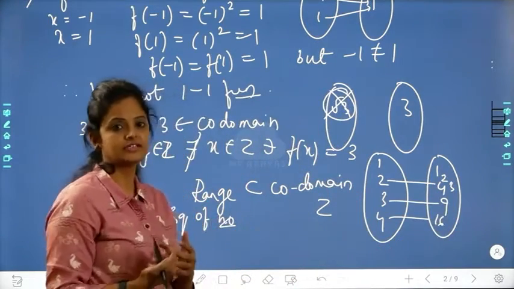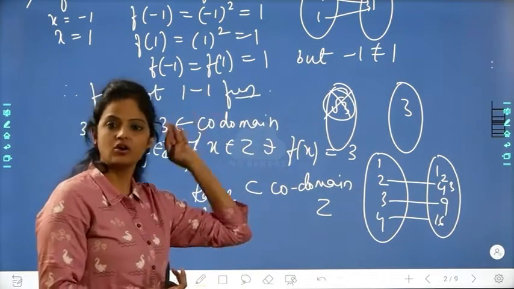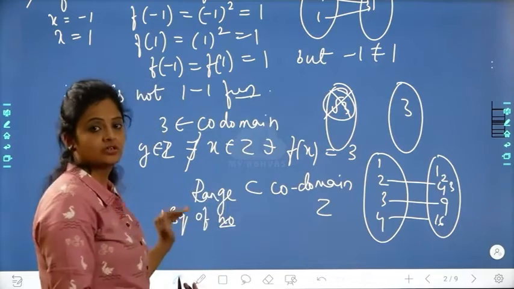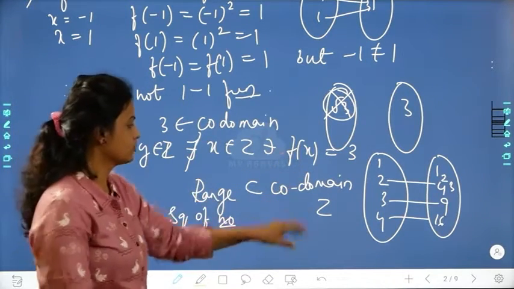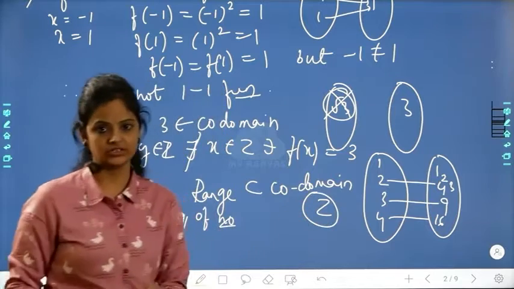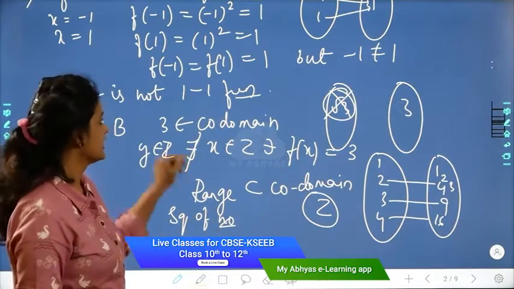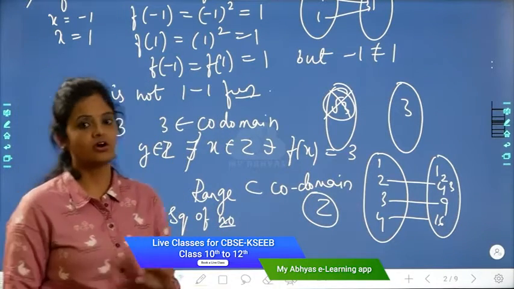But what about those numbers which are sitting in between? 2, 3, 5, 7, 6. All those numbers will not come under the range. What comes under the range? Only squares of the numbers come under the range, and the codomain is completely integers. Okay. For this reason, I can tell that f is not onto.